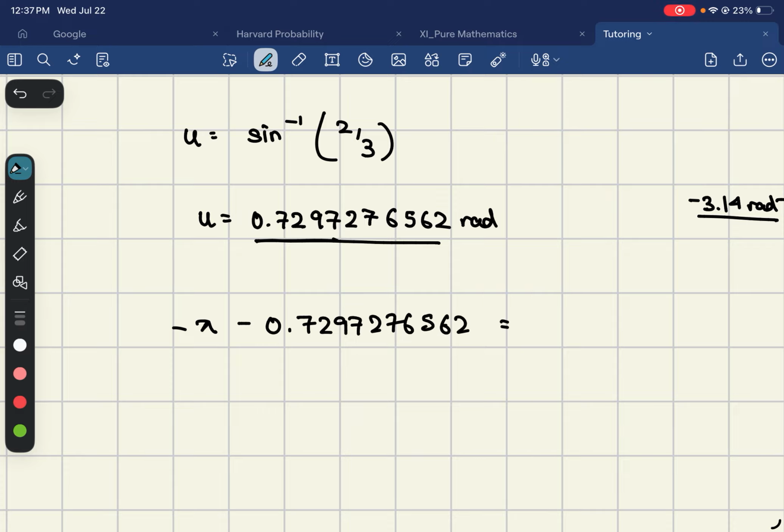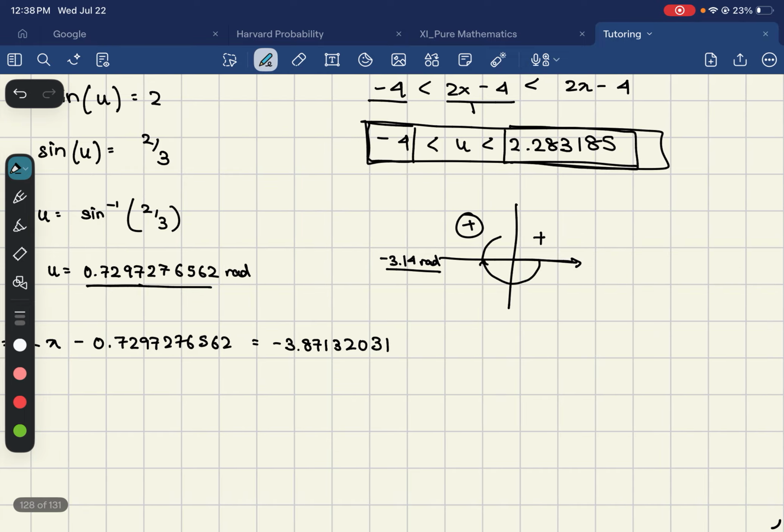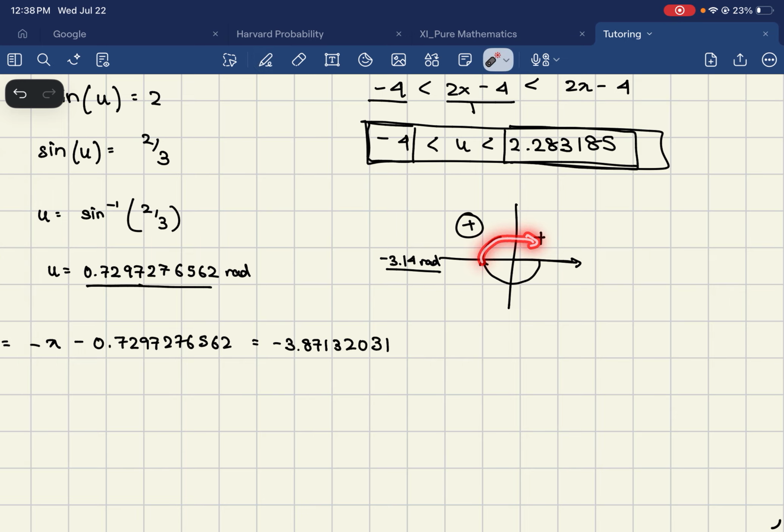0.7297276. Negative pi minus this angle gives me negative 3.87132031, right? And this is valid. This is greater than -4, so it's valid. Now let's see if we can also go to our first quadrant.